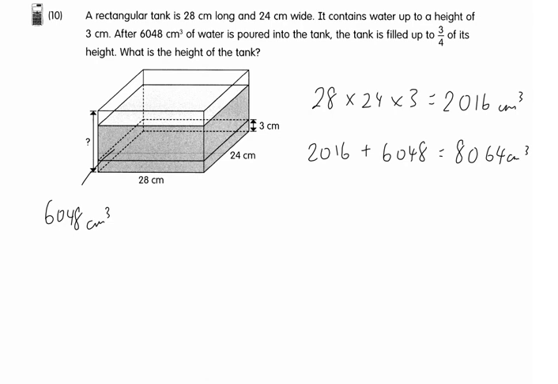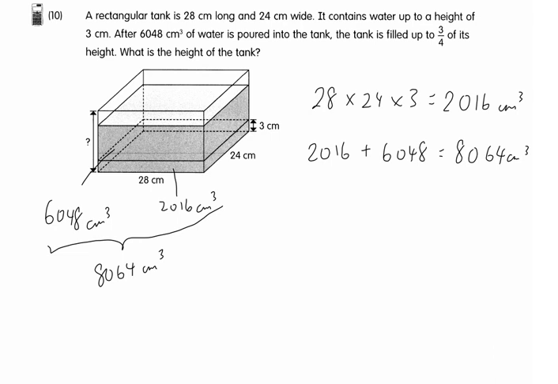So you have this is 2016 cm3. So all together is actually 8,064 cm3. Correct? Now, I want to find the height of the water level next, right? Correct? I'll have to find the height of the water level next.